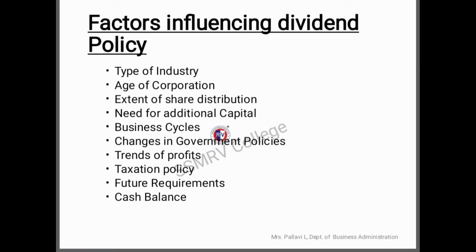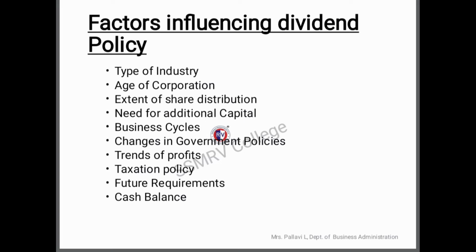So the next topic is factors influencing dividend policy. Guys, this topic is important for your exam. The first point under this is type of industry. See, public utility companies, it's not so difficult for them to pay fixed dividends to the shareholders, right? So they adopt fixed dividend. But whereas industrial concerns or private companies, it's quite difficult for them to adopt a fixed dividend policy. So it is based on the type of industry whether to decide on the dividend policy.